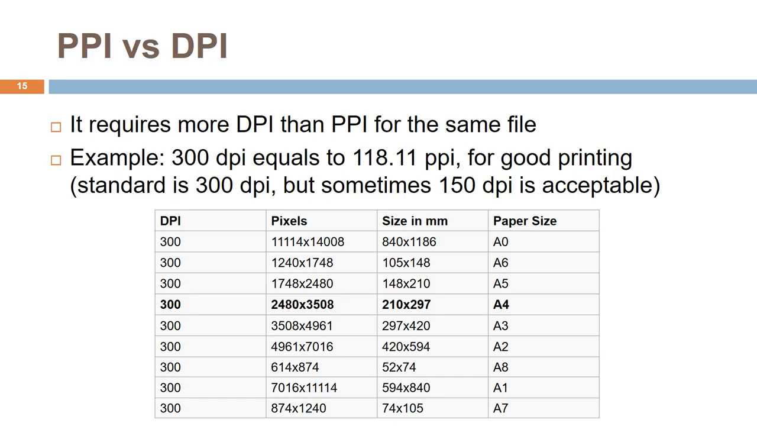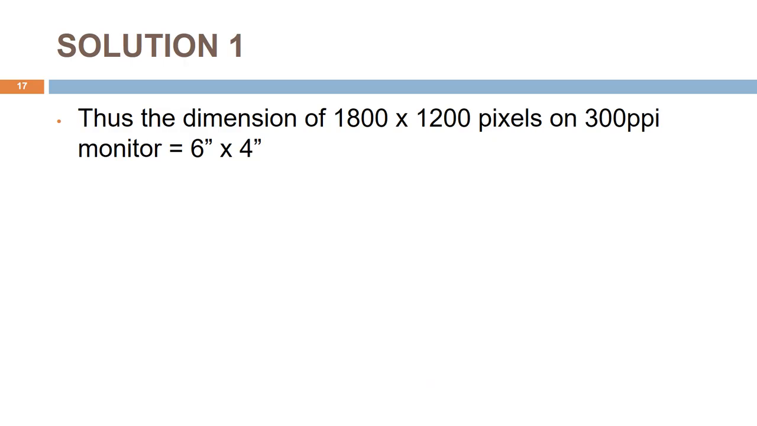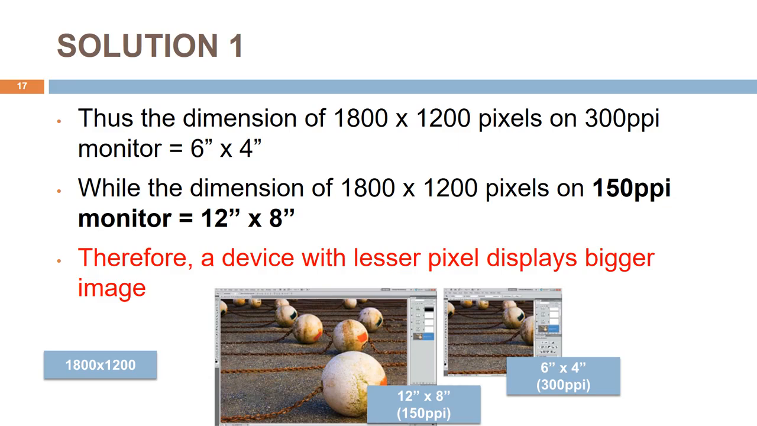So now let's do some exercises. Let's say you have a 1800 x 1200 pixels image. Find out how big the image will be if displayed on a monitor with 300 PPI and a monitor with 150 PPI. Then identify which monitor displays the larger image. 1800 by 1200 pixels means 1800 pixels of height and 1200 pixels of width. So, find the physical dimensions for height and width by dividing by the device resolution.